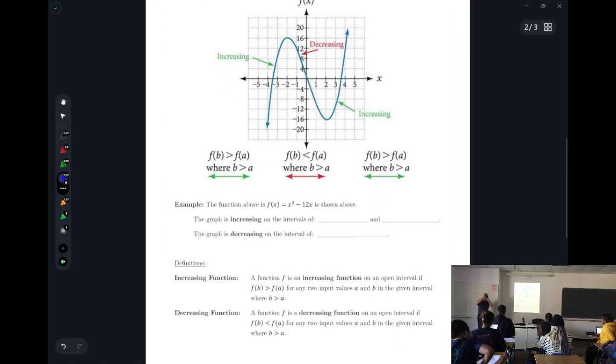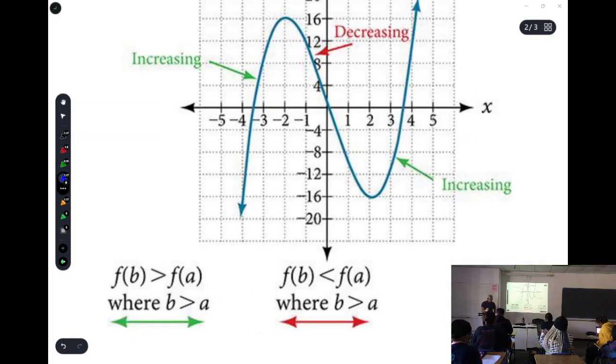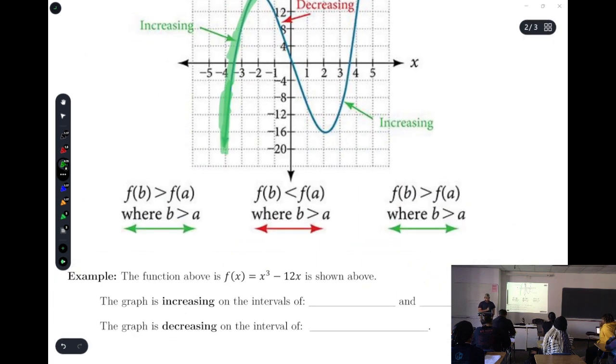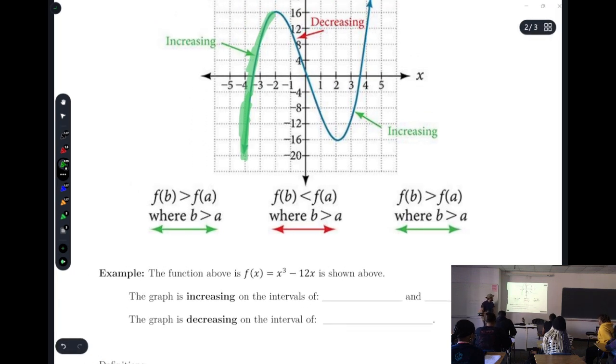Increasing and decreasing. If I were to tell you that the function is increasing on this green line right here, because it's like a roller coaster and it's going up, then I would ask you, what is that interval? And that's where that blank down there. It used to be filled in as just a definition, and I erased it and put a blank so that we could practice writing intervals. That green is increasing. I labeled it as increasing. I highlighted it green. What's the interval?